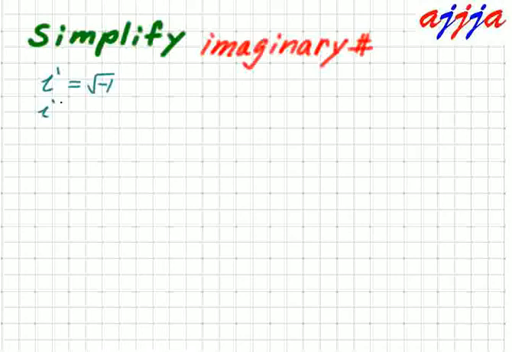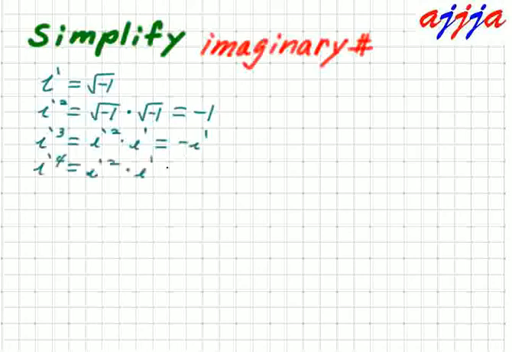Now, in case of i squared, which is square root of negative 1 times square root of negative 1, in this case both of the square roots are gone, so actually negative 1 is left. That's why i squared is negative 1. So now what about the third power? That means i squared times i. So i squared is negative 1, that's why negative i. I hope you remember this one, okay?